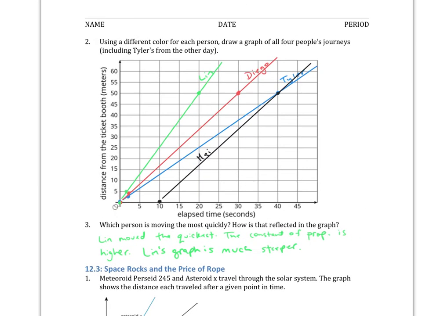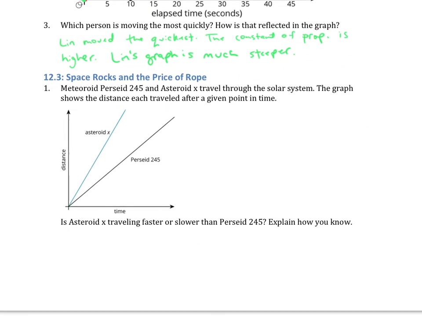So keep in mind, we only really were comparing Lynn, Diego, and Tyler because those were the 3 proportional relationships. May did walk probably faster than at least Tyler, but it's kind of hard to tell whether she walked faster than Diego or Lynn. So we're just going to focus on the 3 proportional relationships. All right, let's take a look at the next activity.